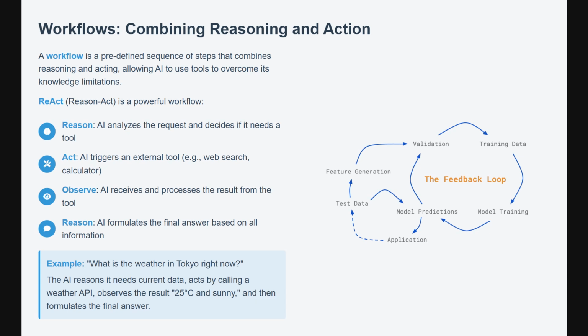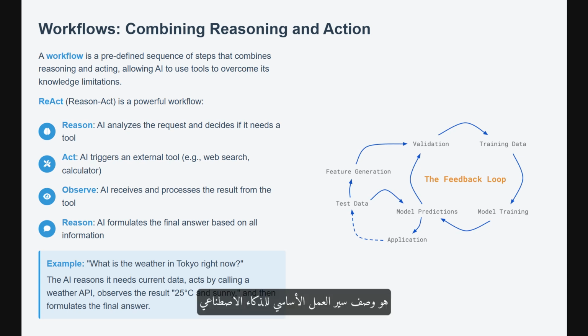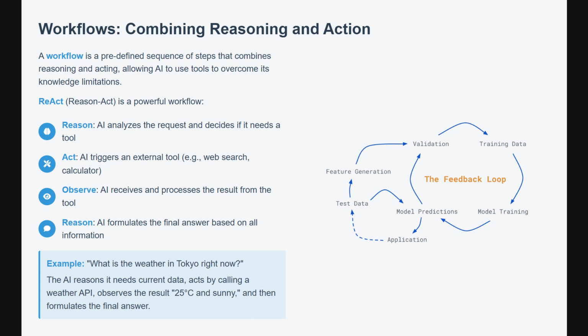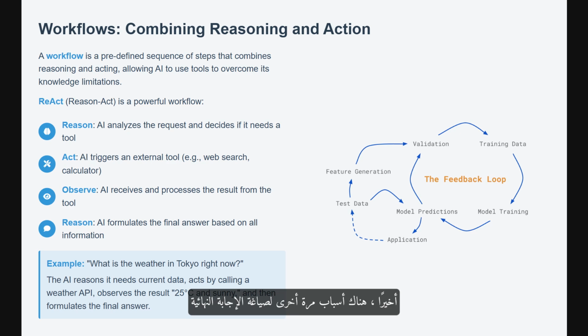Our learning objective is to describe a basic workflow for AI task execution that involves using an external tool. A workflow is a predefined sequence of steps that combines reasoning and acting. A simple but powerful workflow is called React. First, the AI reasons about the user's request. It decides if it knows the answer or needs a tool. Second, it acts, triggering an external tool like a web search or calculator. Third, it observes the result from the tool. Finally, it reasons again to formulate the final answer.